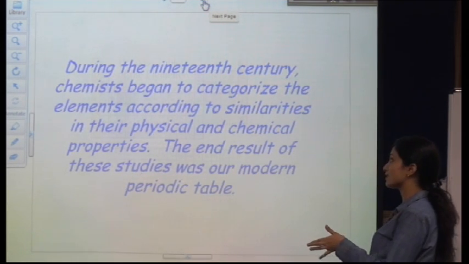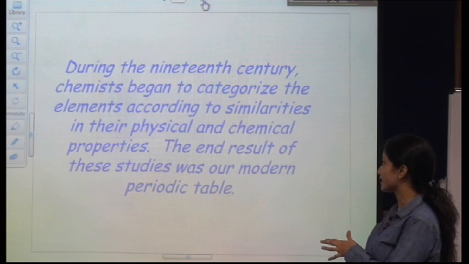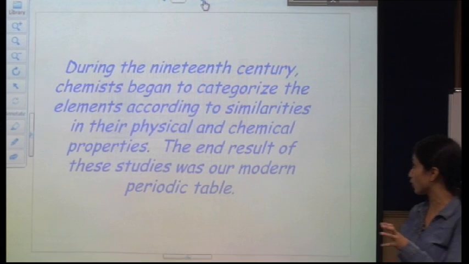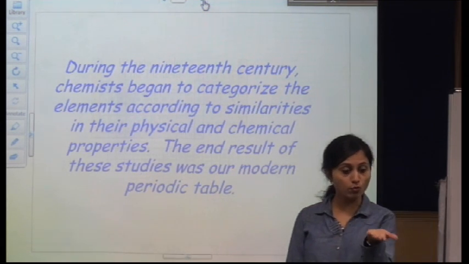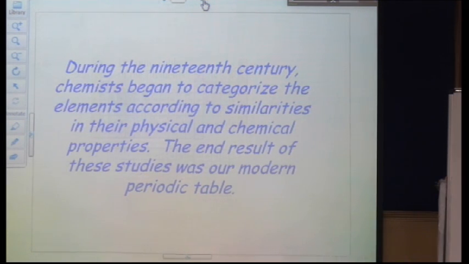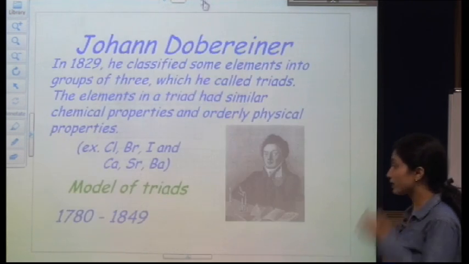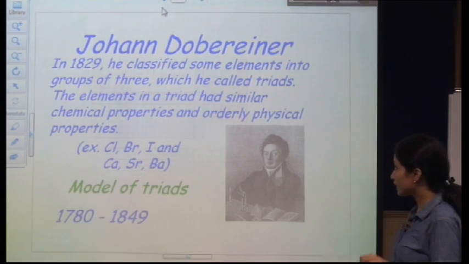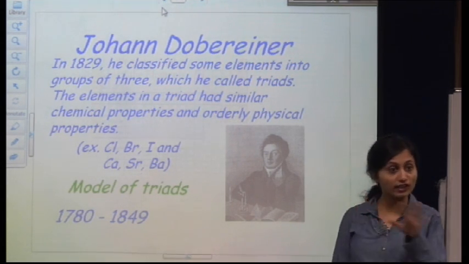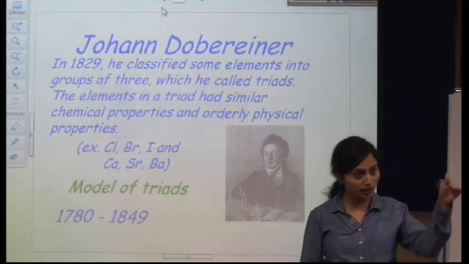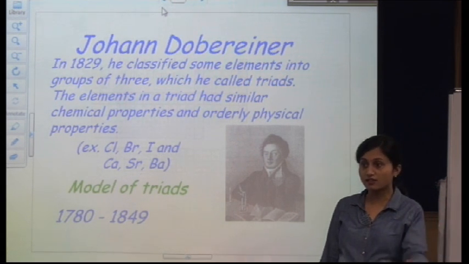So during the 19th century, chemists began to categorize the elements according to similarities in their physical and chemical properties. But first physical. Physical is what you can actually visually check, right? Basically they were put together, and when they were put together, they found that they could be arranged in a particular fashion. Like for example, first of all, in 1829, now look at the year. You know the atomic structure very well now. Maybe because the atom structure had started to develop.